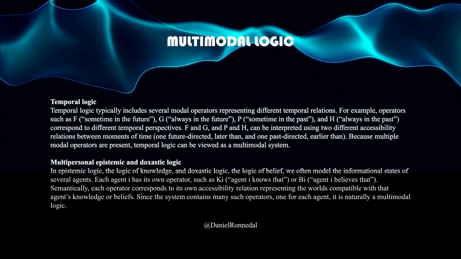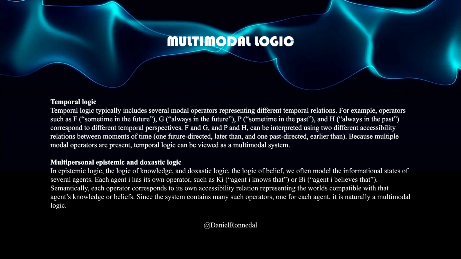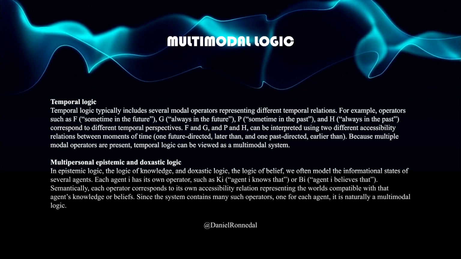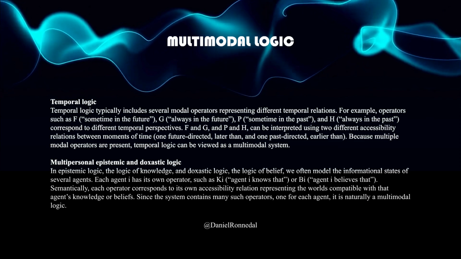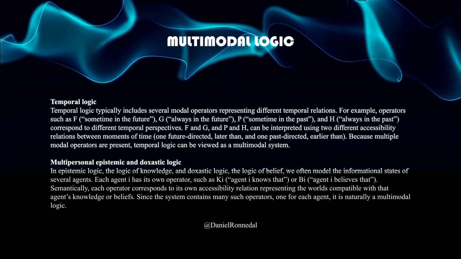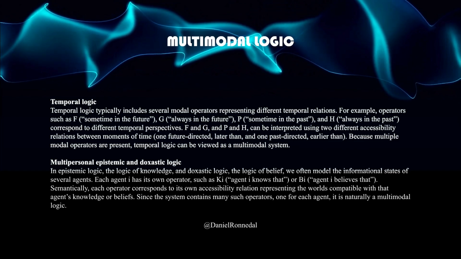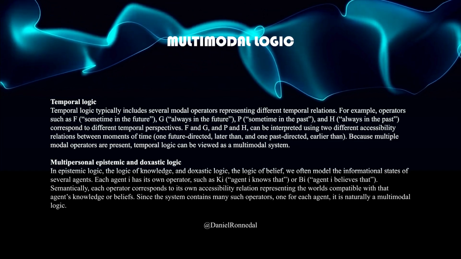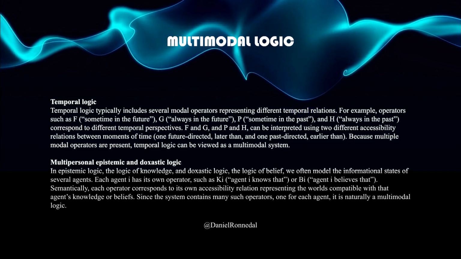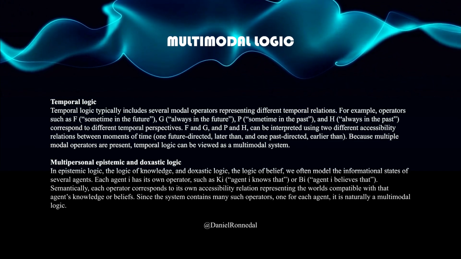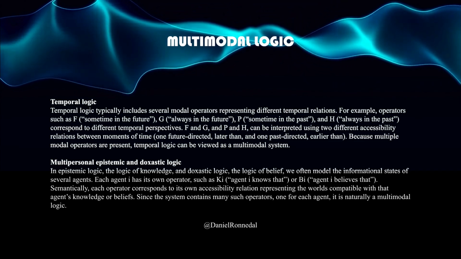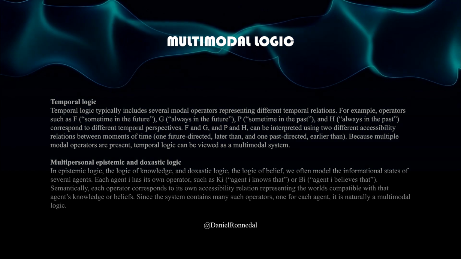Multipersonal epistemic and doxastic logic. In epistemic logic, the logic of knowledge, and doxastic logic, the logic of belief, we often model the informational states of several agents. Each agent i has its own operator, such as K_i, agent i knows that, or B_i, agent i believes that. Semantically, each operator corresponds to its own accessibility relation, representing the worlds compatible with that agent's knowledge or beliefs. Since the system contains many such operators, one for each agent, it is naturally a multimodal logic.